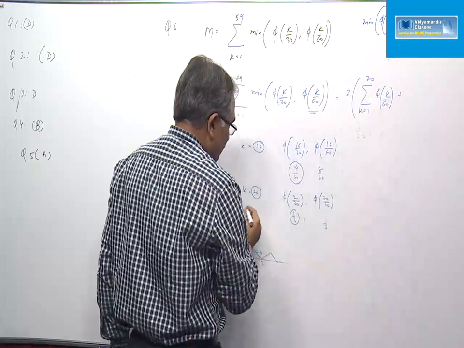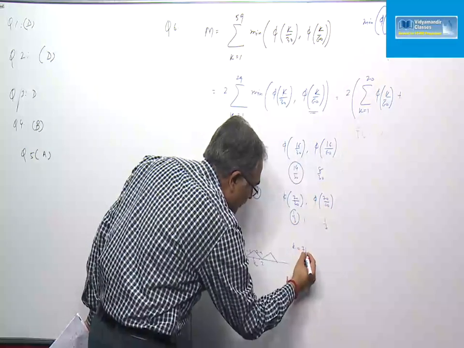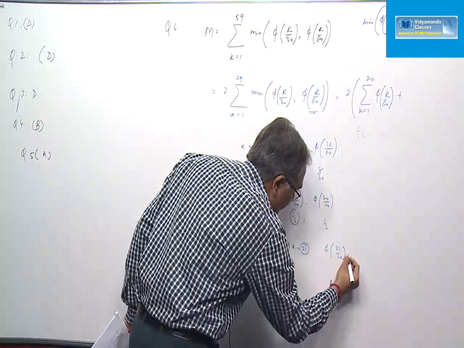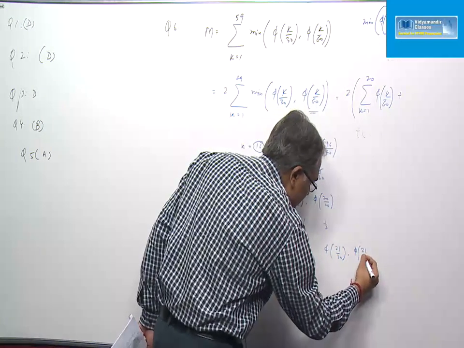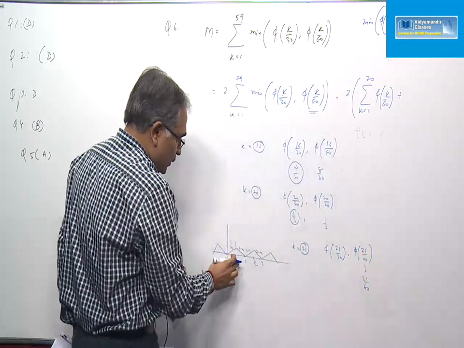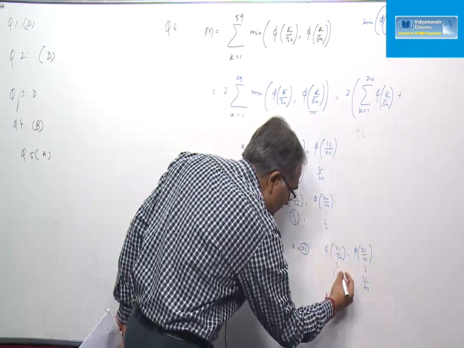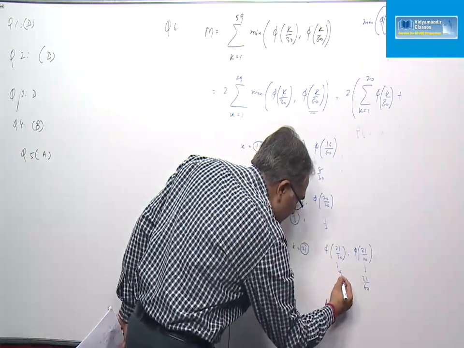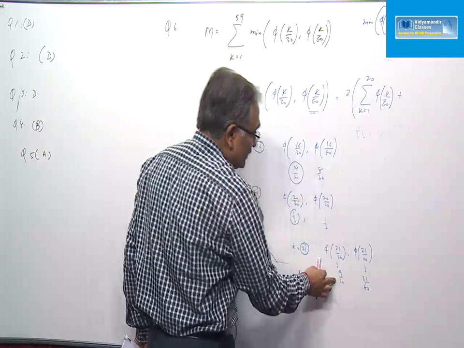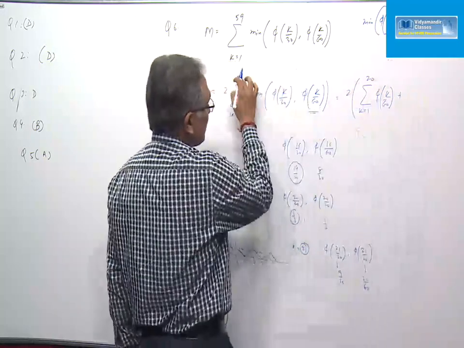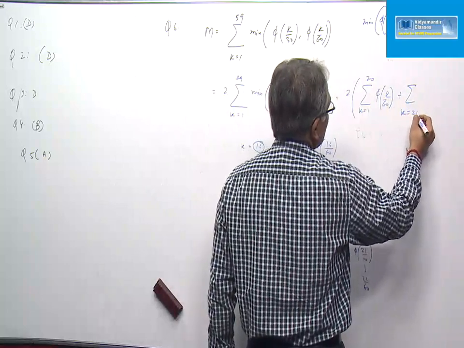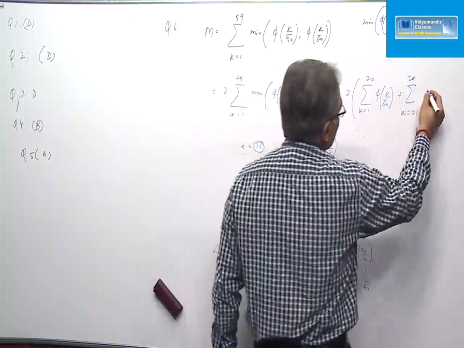Plus, let's check for the 21st. For the 21st, when k is 21, it is phi of 21 by 30 and phi of 21 by 60. This is nothing but 21 by 60, less than half. And for 21 by 30, you have 1 minus 21 by 30, that is 9 by 30, which is 18 by 60. The lesser of them will be this one only. Now from 21 onwards till 29, the minimum will be this. That is, summation k varies from 21 to 29, we are left with phi of k by 30.